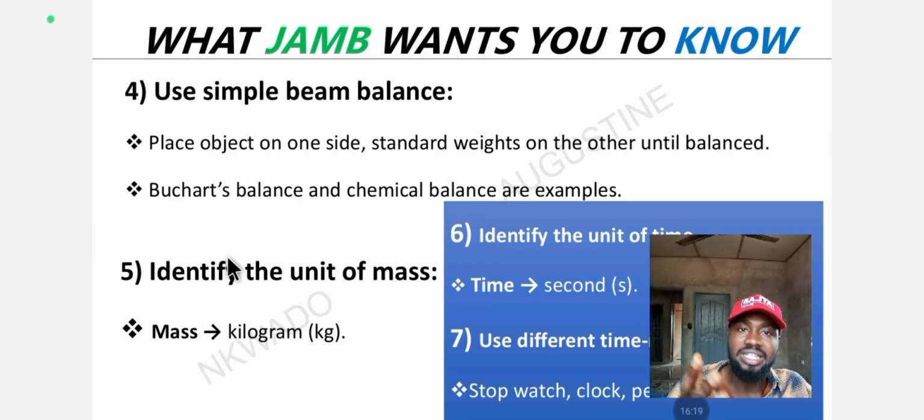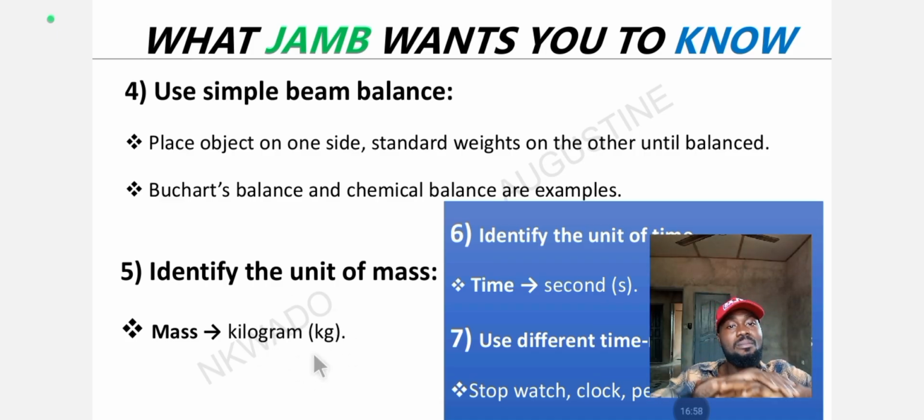Okay, so the next is number 5. Jamb wants you to be able to identify the unit of mass. So you can easily see this in your Jamb UTME question: what's the unit of mass? Because they told you that you should be able to identify it. So the unit of mass is what? Kilogram. That's the unit of mass. Mass can also be measured in gram. Weight can also be measured in kilogram. So you can use both kilograms and grams to measure mass and weight.